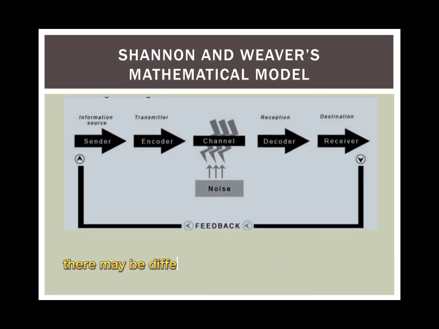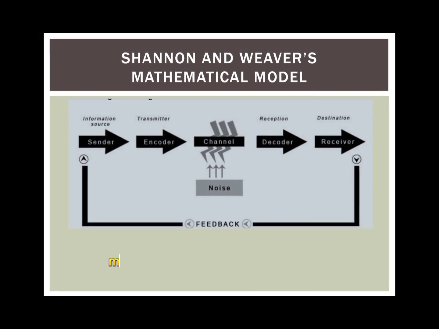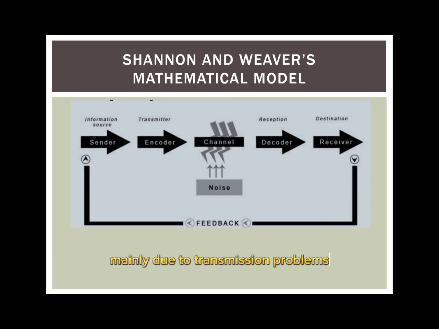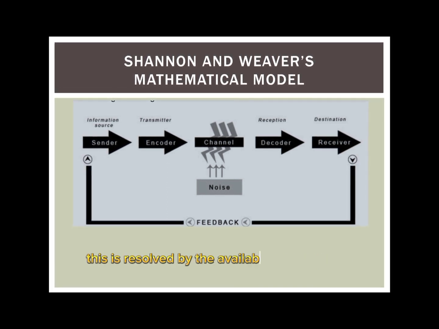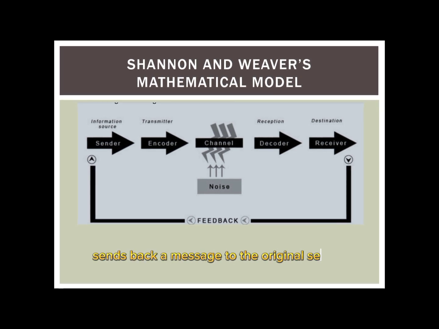There may be a difference between how the sender's original message is received by the destination, mainly due to transmission problems. This is resolved by the availability of feedback, wherein the receiver sends back a message to the original sender.